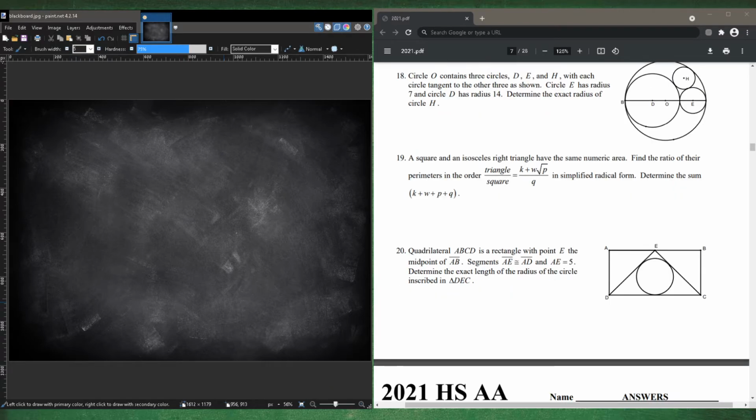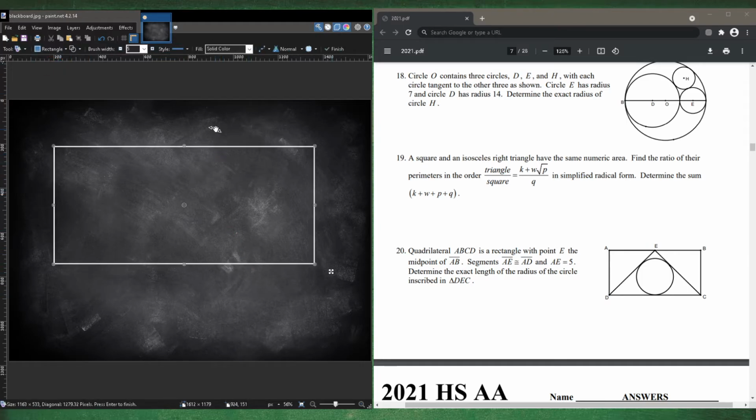Okay, now question 20. Quadrilateral ABCD is a rectangle with point E, the midpoint of AB, segment AE equals AD, and AE equals 5. Determine the exact length of the radius of the circle inscribed in triangle DEC. Okay, so let's have a rectangle first. And something right here, here, and now we have a circle.